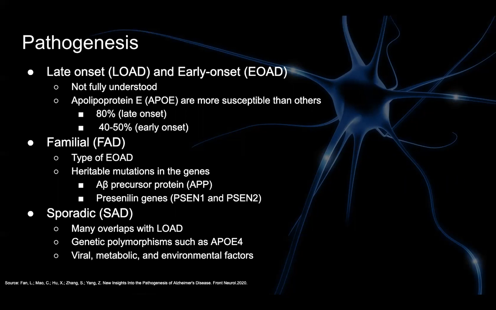Familial is a type of early onset that is usually associated with inheritable mutations in the gene for the amyloid beta precursor protein, abbreviated APP, as well as the presenilin genes, PSEN1 and PSEN2. Having one or more of these mutations greatly increases the chance of developing Alzheimer's disease later in life. Sporadic is not fully understood, but is thought to be a mixture of genetic polymorphisms, such as ApoE.